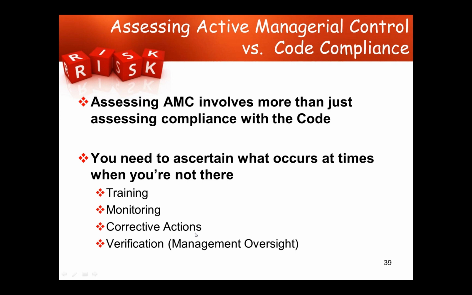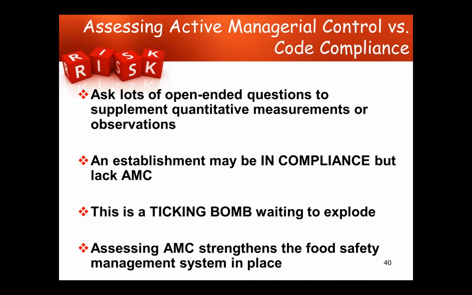They should have a system in place to make sure that it is monitored, that people are trained on how to do it, what to do when it's wrong, and that somebody is overseeing it within their system. Again, open-ended questions. We run into situations all the time where you don't find the violations, but you know they have no active managerial control and that they just got lucky today that nothing was wrong. But it is a ticking time bomb, and eventually this isn't a system that will hold. So understanding and assessing those strengths and weaknesses within their food safety operation is going to really help them improve.